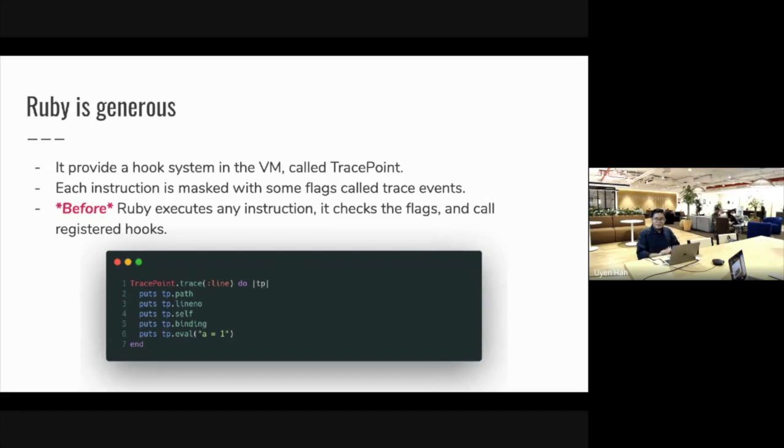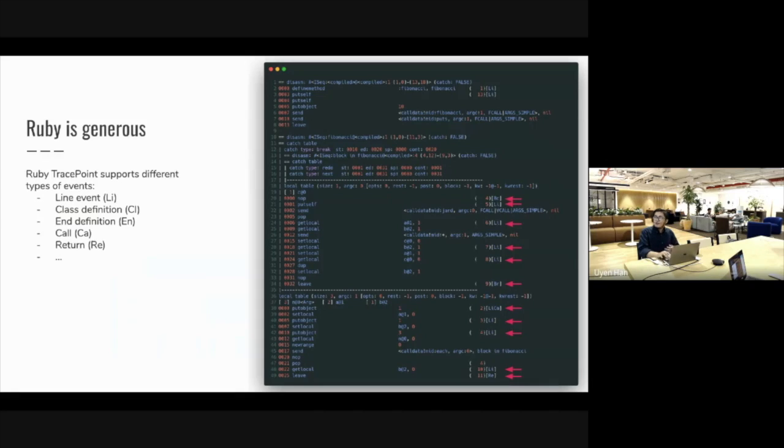Ruby is very generous and really friendly to developers. It provides hooks into the VM, called the TracePoint API. This means that before any instruction is executed, it checks the flags, and if the flags match what the Ruby debugger registered, it will stop and call the block with the registered hook. If an instruction matches some flags, that is what we call a trace event. If you go back to the code again, you can see on the right there are some big arrows, and they are the TracePoint events.